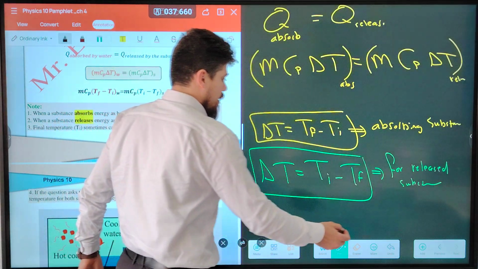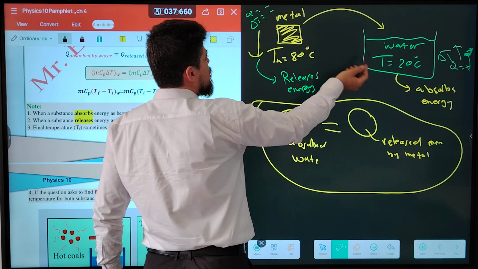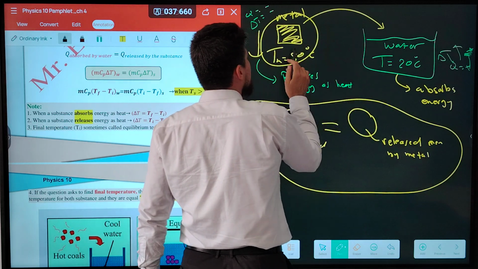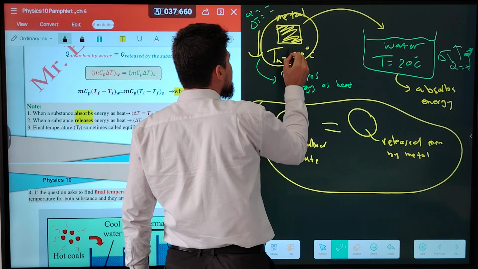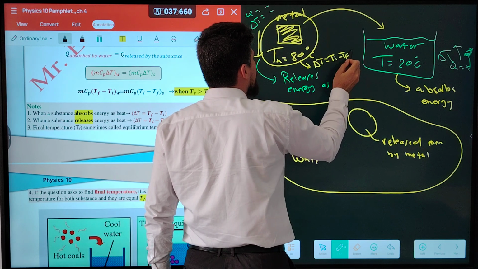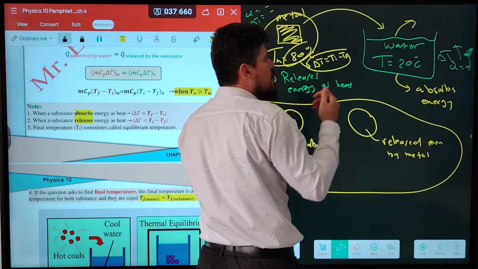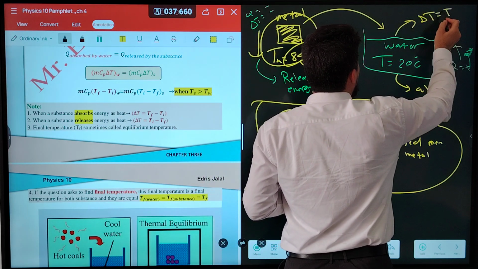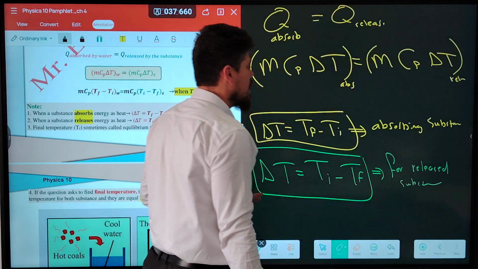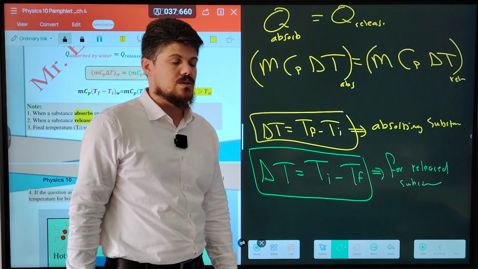So if you go back to the previous page, look. Which one releases, which one absorbs? Absolutely, this one releases and this one absorbs. Why does this one release? Because it has the higher temperature. So in this case, delta T is equal to T initial minus T final, because it releases energy. But for the cooler object, which absorbs energy, delta T is equal to T final minus T initial. So this is not scientifically rigorous, but in this way we can make the questions easier for the students to understand.